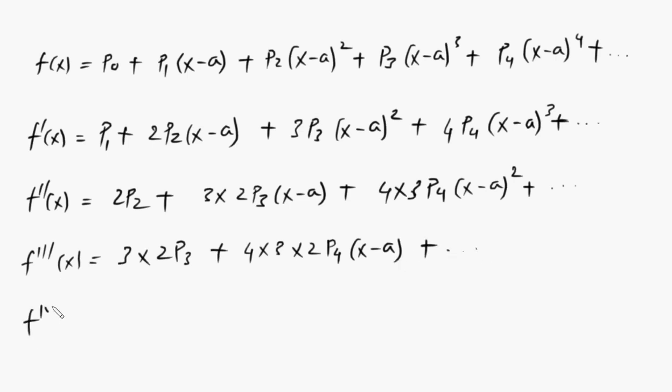Now the fourth derivative. The constant term becomes 0. Then 4 times 3 times 2 p4, where p4 is a constant, and differentiating x minus a gives 1, and so on. So we have the first derivative of f(x), the second derivative, the third derivative, and the fourth derivative of f(x). Now I want to look for f(a).